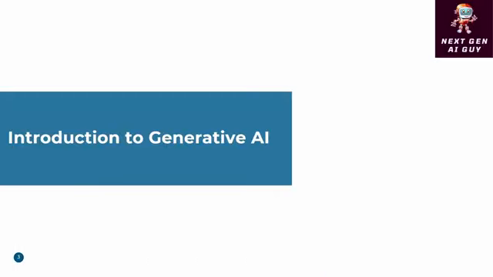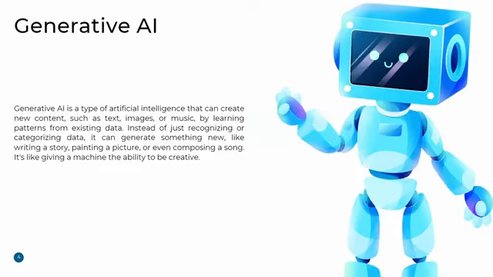So here we are going to see what exactly generative AI is. Generative AI is a type of artificial intelligence that can create new content such as text, images, music, or even videos based on the patterns it has learned from existing data. Unlike traditional AI, which mainly analyzes or classifies data, generative AI produces original content by predicting what comes next in a sequence, or by transforming existing information into new forms.